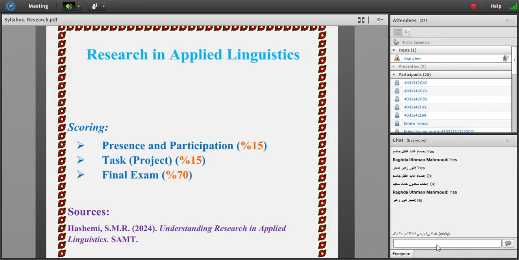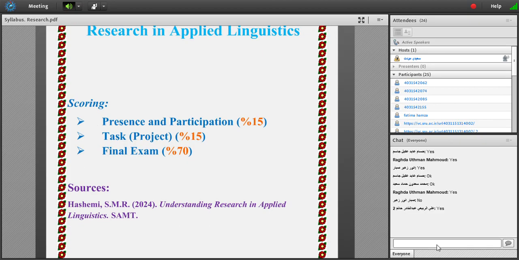Okay. Good. So let me explain how the class will be, and then we start the lesson. The very first point is that the book we are going to study is, as I said, Understanding Research in Applied Linguistics. This book by Dr. Hashemi. You were supposed to buy the book. You can buy it online. We will study as many chapters as we can during this course.